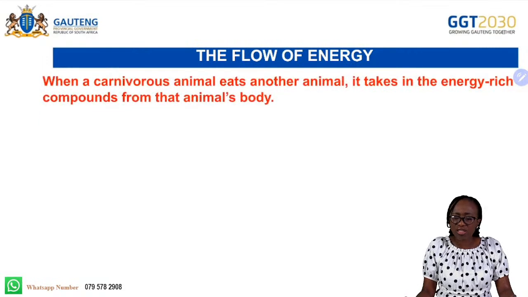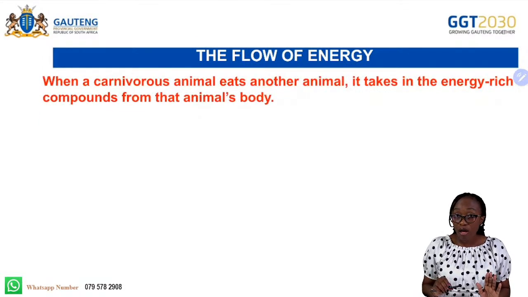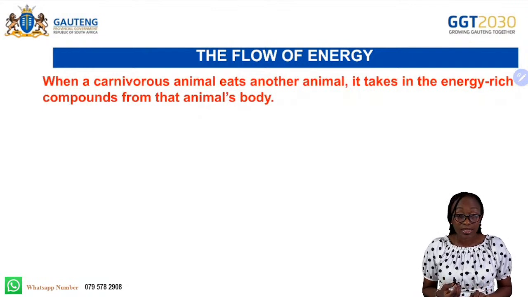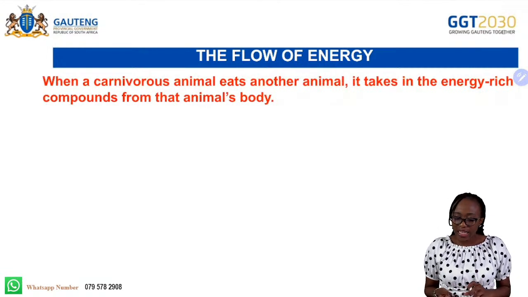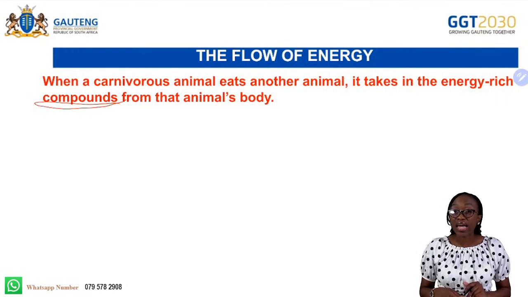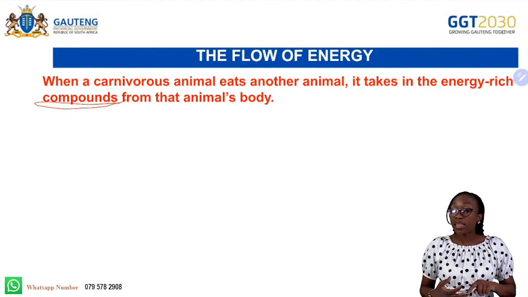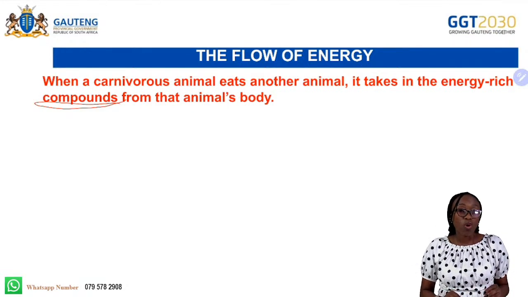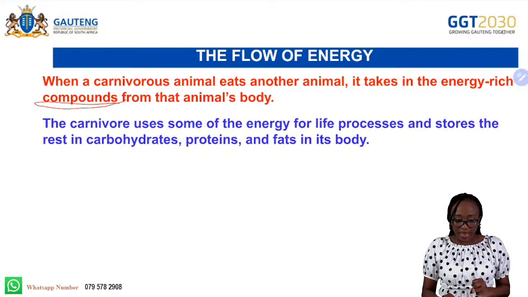Now, let's talk more on this flow of energy. So far, energy has flowed from the sun to plants and then to herbivores. Now, when a carnivorous animal eats another animal, so these are animals that eat other animals, it takes the energy-rich compounds from that animal's body. Remember, they were stored in the form of carbohydrates, proteins, and fats. So when the carnivore eats that animal, it will get that energy.